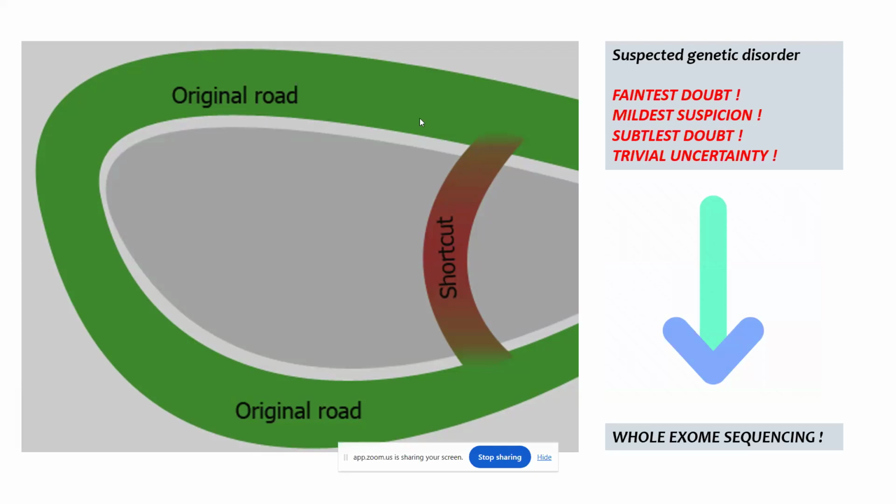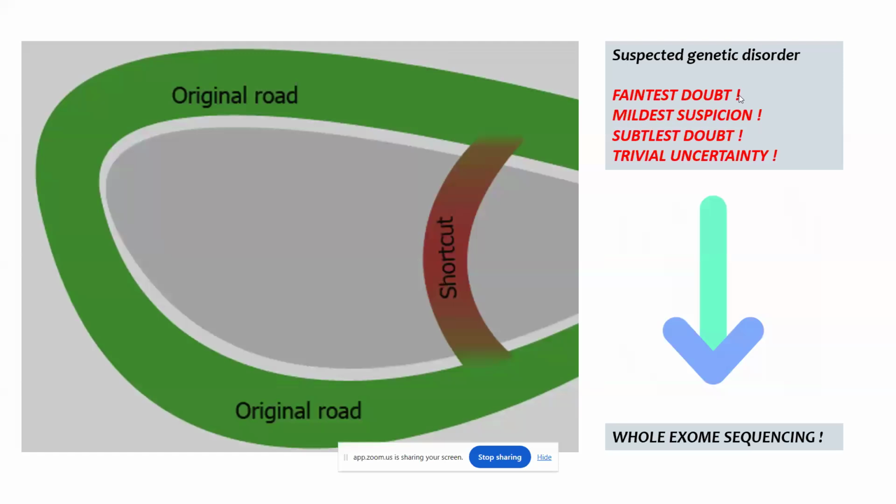How do we comment on this? If you see, there's a particular algorithm to diagnose a genetic disorder. There cannot be a shortcut. There's a reason why the original road is made that way, and the shortcut needs to be taken only when required. What is happening now is that with a suspected genetic disorder, a very mild suspicion, and you're not even sure you have ruled out other required conditions or other associations or non-genetic conditions, even with the faintest doubt, a very trivial uncertainty, you just order the next test, which is whole exome sequencing.